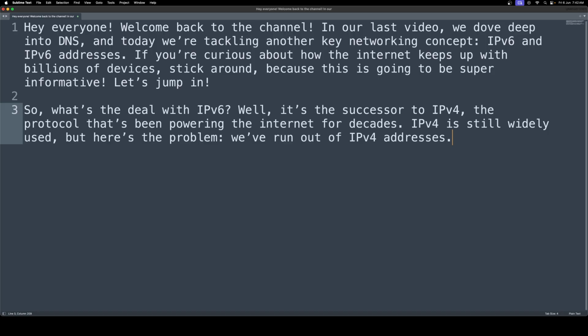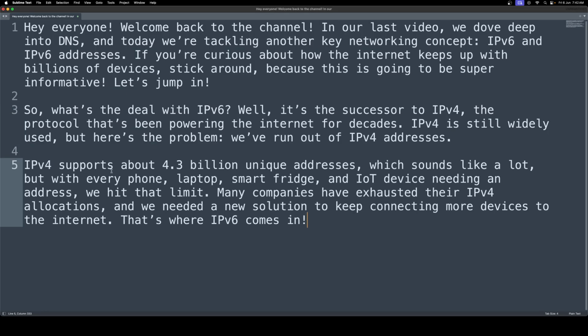So what is the deal with using IPv6? Well, it is the successor to IPv4, the protocol that has been powering the internet for decades. IPv4 is still widely used, but here is the problem. We are running out of these IPv4 addresses. So that is the main thing why we have switched to IPv6. IPv4 supports about 4.3 billion unique addresses. At the time of developing IPv4, 4.3 billion unique devices connecting to the internet was a huge number, the networking people thought. But now it has become very less.